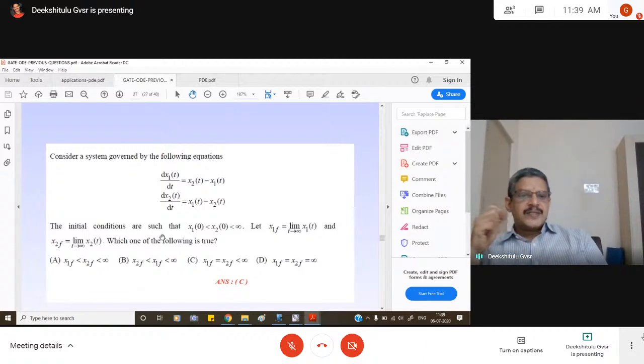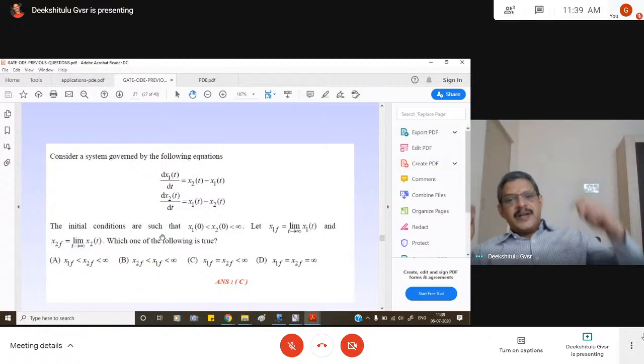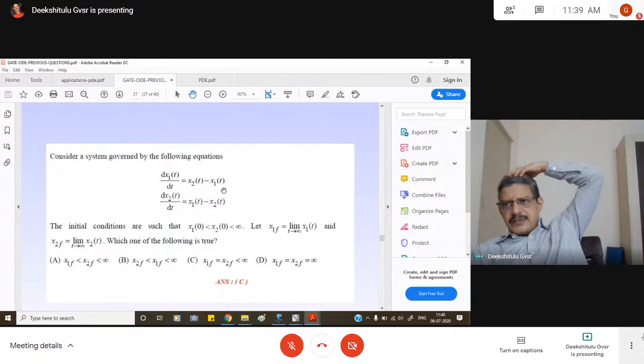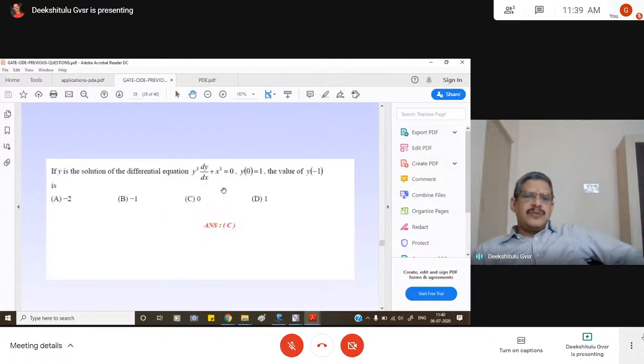Consider a system governed by the equation dx1 by dt is equal to so and so, dx2 so and so. The initial conditions are such that x1 less than x10 less than x20 less than infinity. Let x1f is equal to limit t goes to infinity, x1 of t, and x2 and so on. So you have to solve this. This is a standard result. You have to go back to the solutions of simultaneous differential equations for this. I think in the 2020 syllabus, simultaneous equations are not there in the syllabus also. What is the solution of the differential equation?